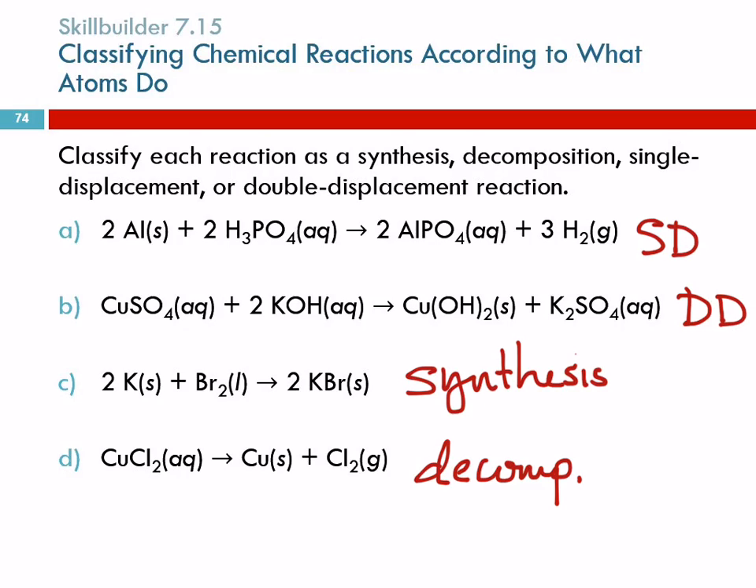So first thing is to look at how many reactants and how many products. If either is 1, then you've got it nailed down to decomposition or synthesis. If you have 2 reactants and 2 products, then you're going to have to choose between single and double displacement, and you're going to look and see who's coming in by themselves, or maybe both metals are coming in as part of a compound.